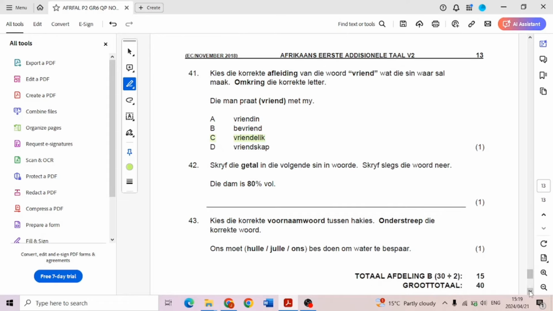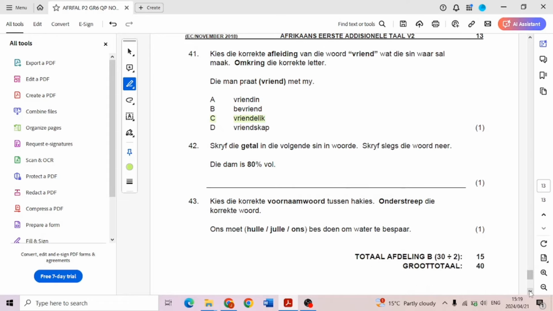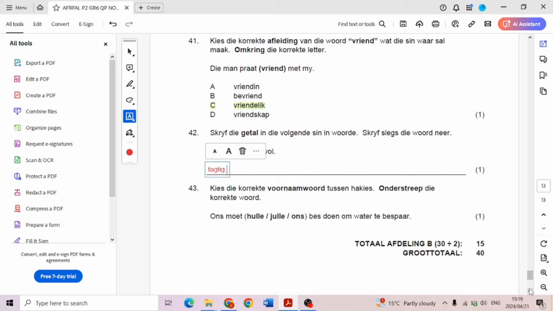Next, skryf die getal van die volgende sin in woorde. Skryf slegs die woord neer. So here the highlighted part is the 80. They want you to write the 80 in words. In this case, it's 80, which means that your child is not supposed to get to grade 6 without knowing how to write numbers up until 100. Okay. Kies die korrekte voornaamwoord tussen hakies. Voornaamwoord. That's pronouns. Ons moet ons best doen om water te bespaar. So the correct answer is ons.